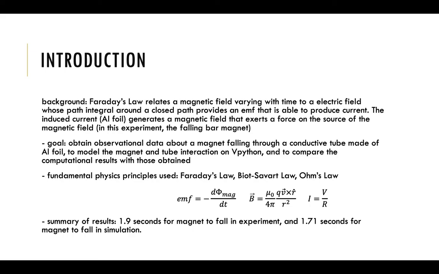The goal of this lab was to obtain observational data about a magnet falling through a conductive tube made of aluminum foil, to model the magnet and tube interaction on Python, and to compare the computational results with those obtained. The fundamental physics principles I used in this lab were Faraday's law, the Biot-Savart law, and Ohm's law, all of which are shown below. A summary of my results were it took 1.9 seconds for the magnet to fall in the video experiment and 1.71 seconds for it to fall in the simulation.